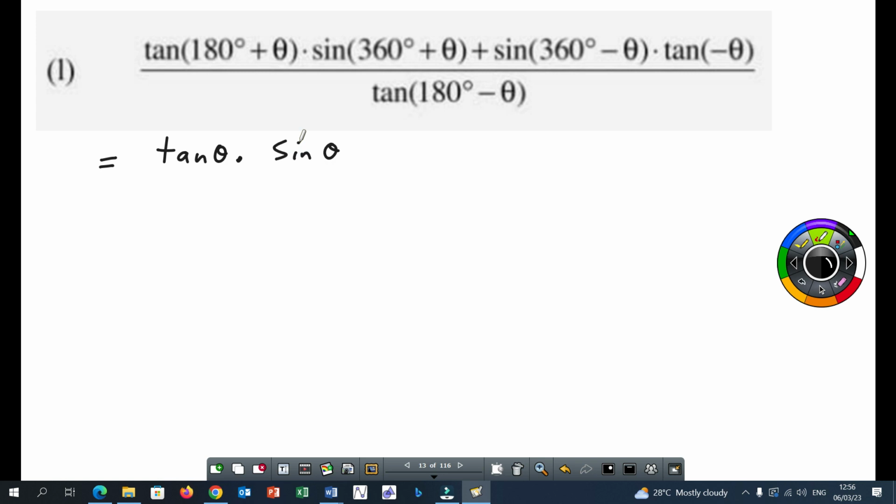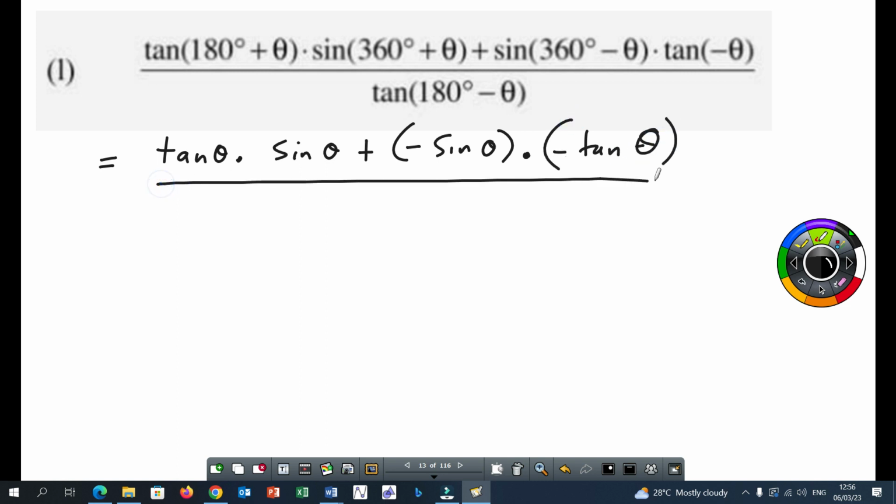Then 360 − θ is in which quadrant? The fourth. So we're going to have minus sin θ times minus tan θ. Okay? This is all over... So 4 marks already. Yes. Then the fifth mark, that will be minus tan θ. That's the fifth mark. Right?